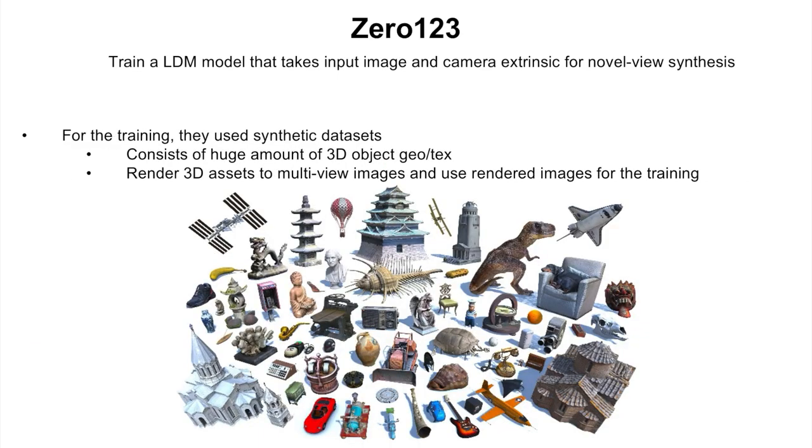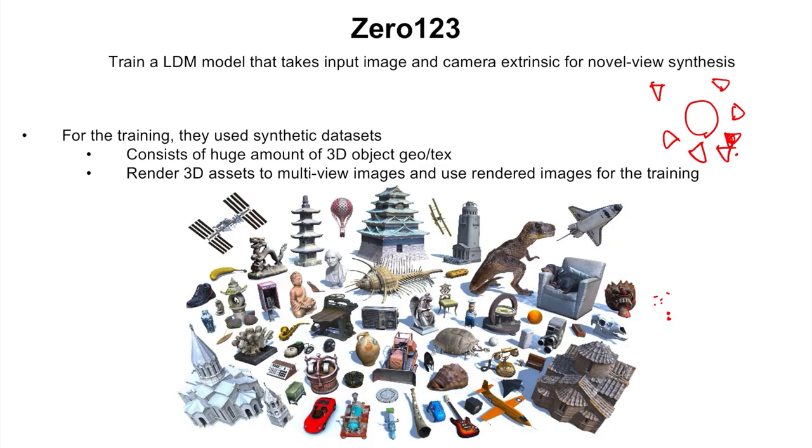For the training, they use synthetic datasets. This is not the exact dataset they used, but synthetic data often consists of this kind of assets, like many objects, maybe made by 3D artists. These can be used in 3D computer graphics, and using these 3D assets, we can render new images using virtual cameras. We can set virtual cameras. For example, we can make a look-at camera where the object is here, and then virtually place many cameras around the object, right? And then we can render new images.